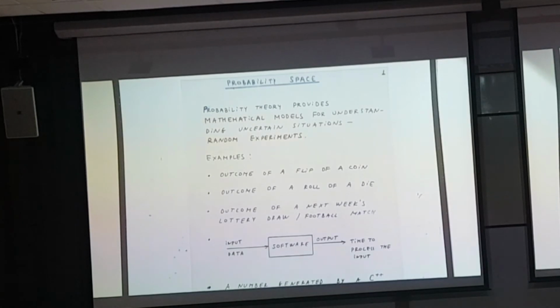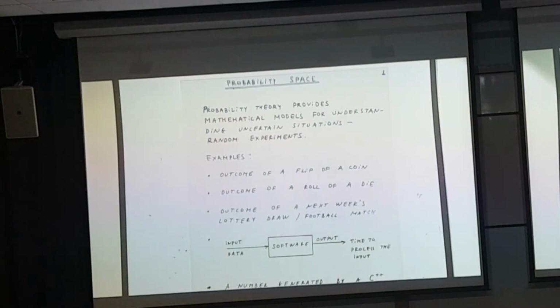Very briefly, probability theory provides mathematical models for understanding uncertain situations, and such uncertain situations are called random experiments. Here are some examples. When you flip a coin, that's a random experiment. You roll a die, or you draw a lottery ticket, or you bet on the outcome of some football game. These are all examples of uncertain situations.